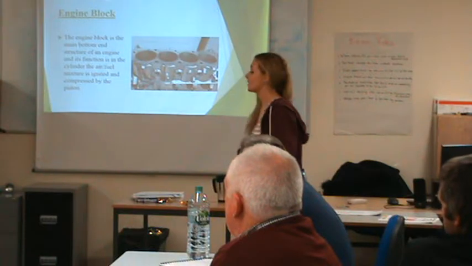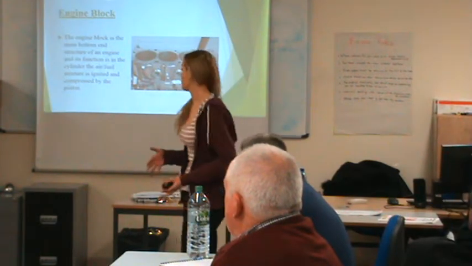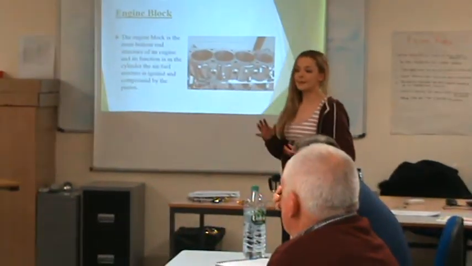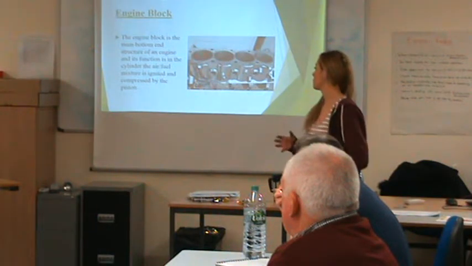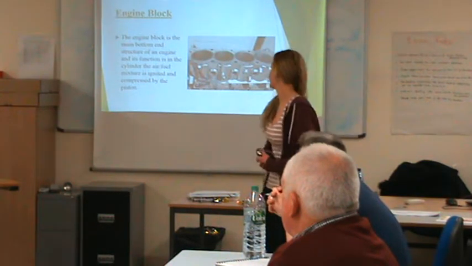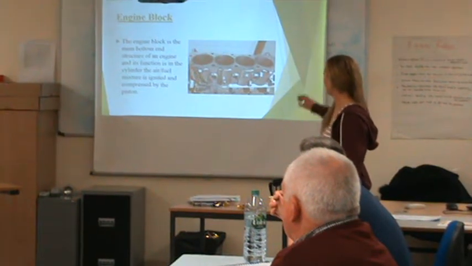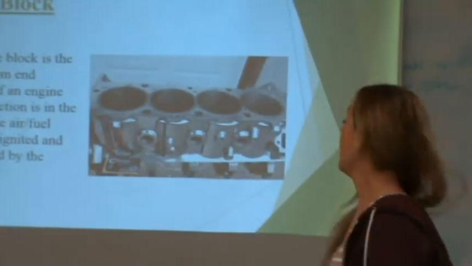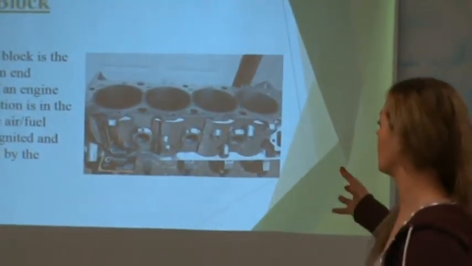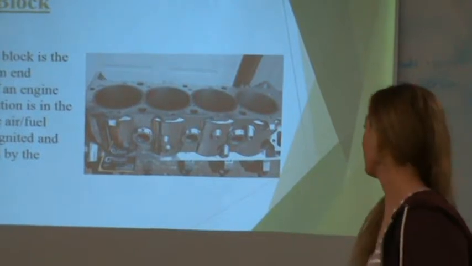So the engine block. The engine block is the bottom main end structure, and its function is that in the cylinder, the air-fuel mixture is ignited and compressed by the piston. If you look at the picture here, you can see that there are 4 cylinders, and inside each of those cylinders, that is where all the action is going to happen. When you think about it, that's where all your fuel is going to be directed into.